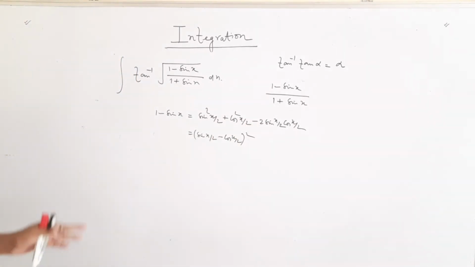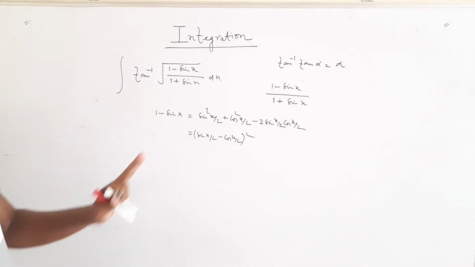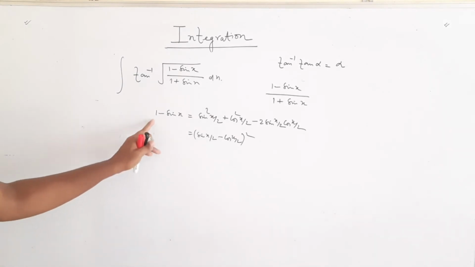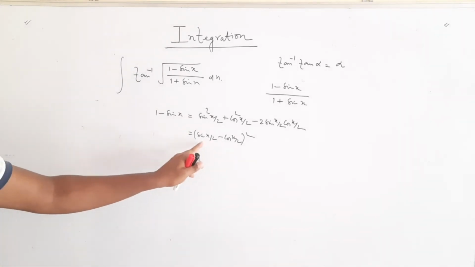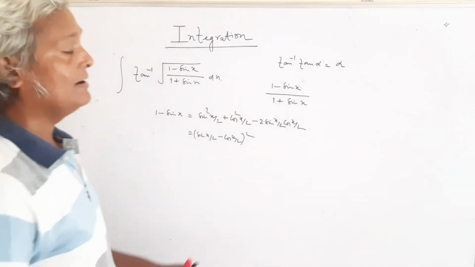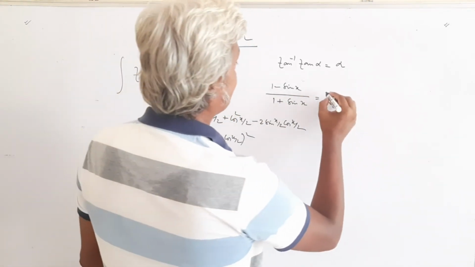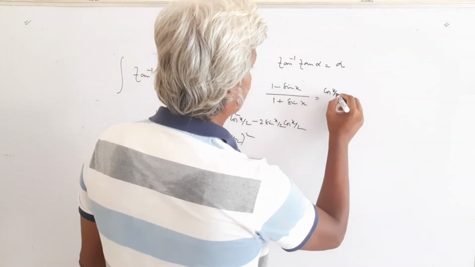And you know that (a minus b) whole square can be written as (b minus a) whole square. So first I try to write this 1 minus sin x as cos x by 2 minus sin x by 2. Why am I doing that? Because I have a reason. You'll come to know this a little later.